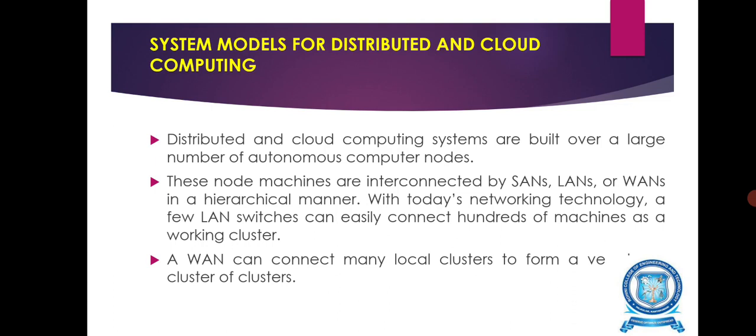The system models for distributed and cloud computing. The distributed and cloud computing systems are built over a large number of autonomous computer nodes. These node machines are interconnected by SANs, LANs or WANs in a hierarchical manner, that is maybe local area network, wide area network, which may be in a hierarchical manner. With today's networking technology, a few LAN switches can easily connect hundreds of machines as a working cluster. A WAN can connect many local clusters to form a cluster of clusters.